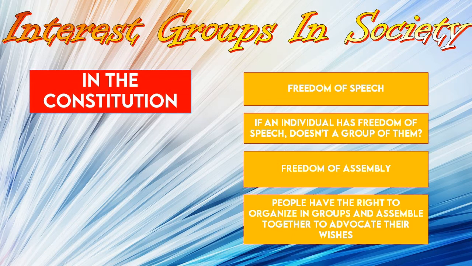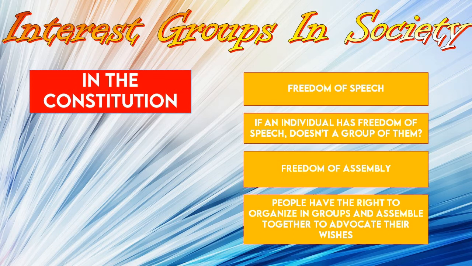So we know that there's freedom of speech. That allows you to express your attitude about the government. That allows you to express your ideas for what policies are good and what policies are bad. So if a person has freedom of speech, is there any reason why a group of people wouldn't have freedom of speech together? And logically, of course not. So if a person has freedom of speech, then a group of people collectively also have free speech rights.